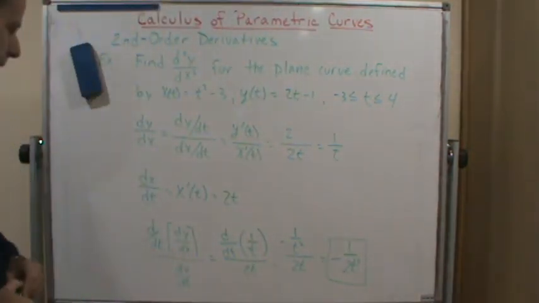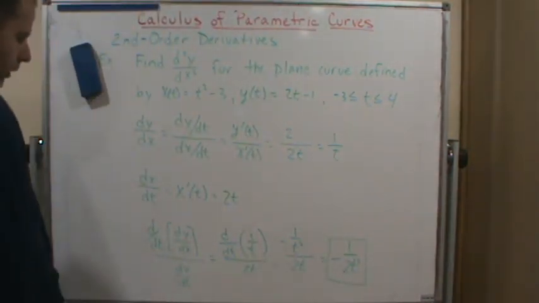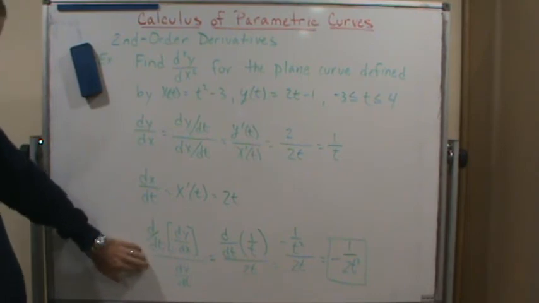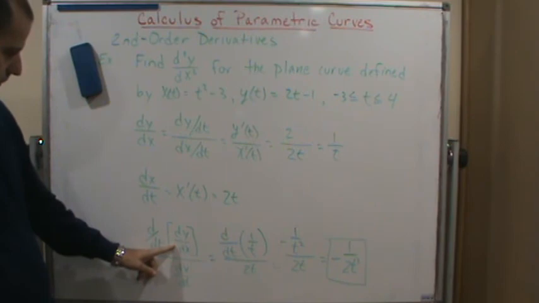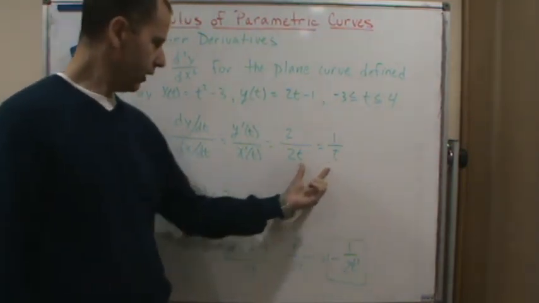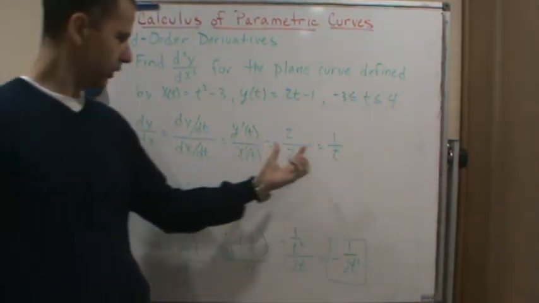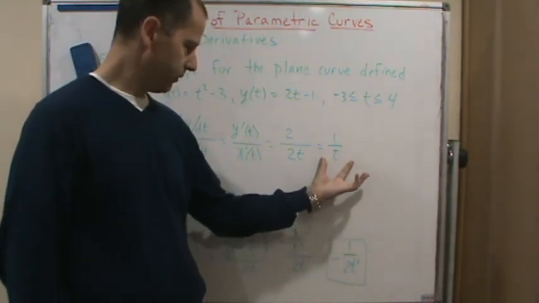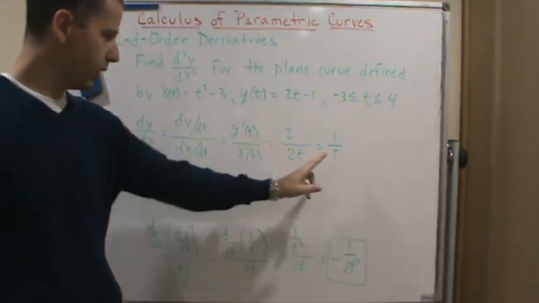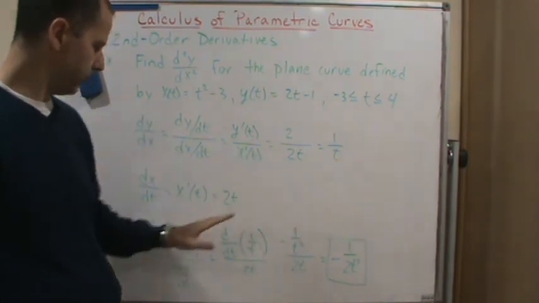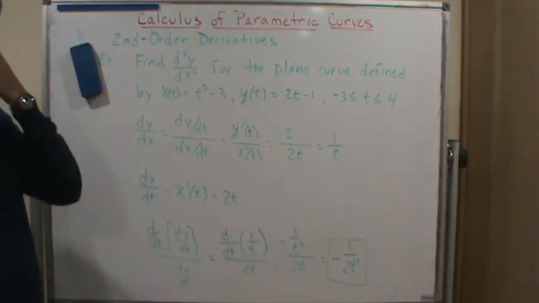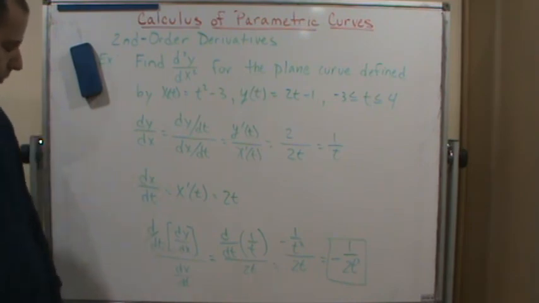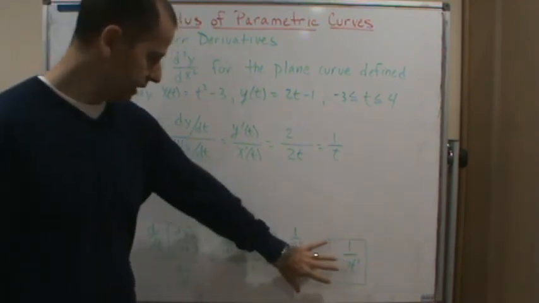So notice what we did. By applying this formula, we're taking the first derivative of the function dy/dx, which is this. We're taking this derivative and we're taking the derivative of this again. So we're taking the derivative of this, divided by the first derivative of x of t. Okay? So that's effectively what we just did, right?